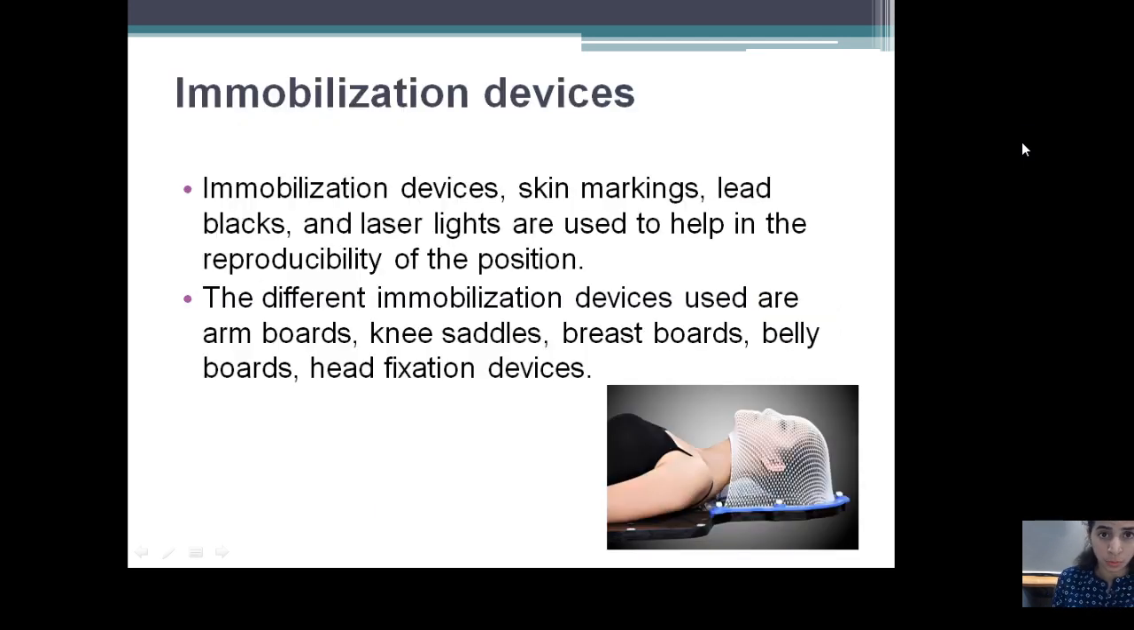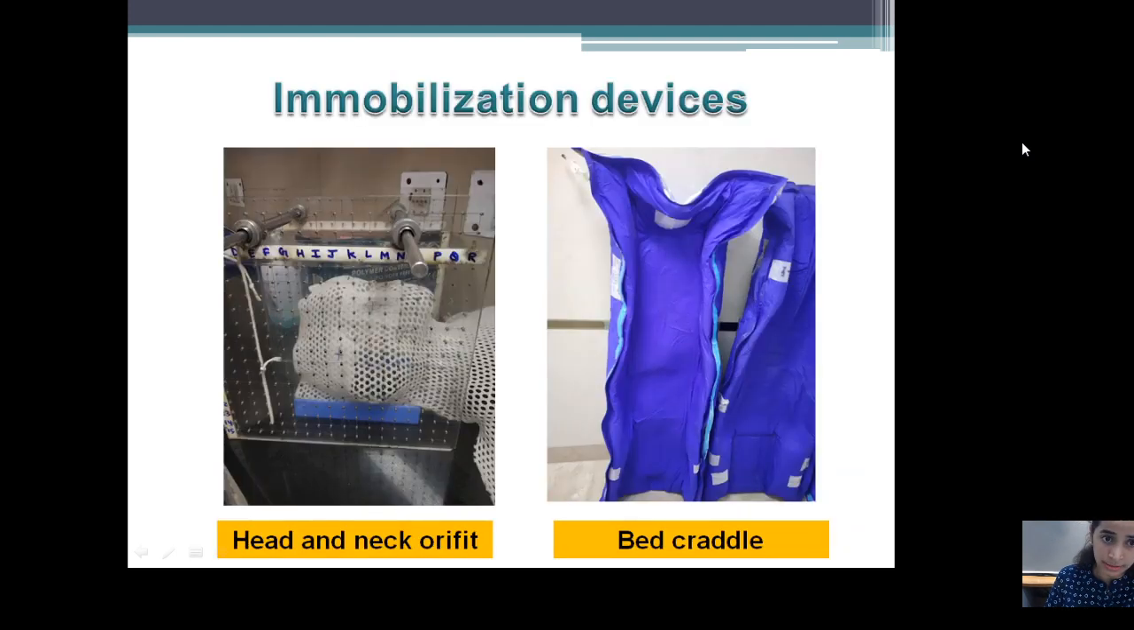Okay, then we have the immobilization devices which we are using for simulation and for the actual treatment process. The immobilization devices, skin markings, lead blocks and laser lights are used to help in reproducibility of the position. The different immobilization devices used are arm boards, knee saddles, breast boards, belly boards and head fixation devices. This is one example of an immobilization device. Another is the head and neck orifice, which is made of thermoplastics. Then we have bed cradles.